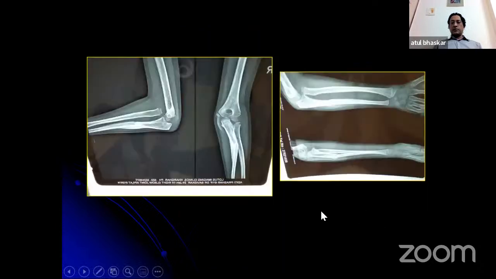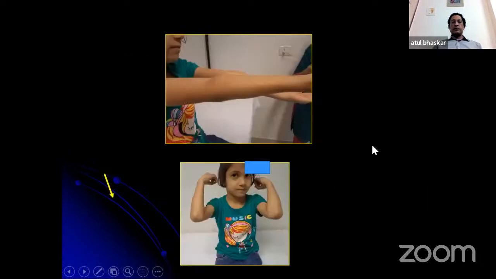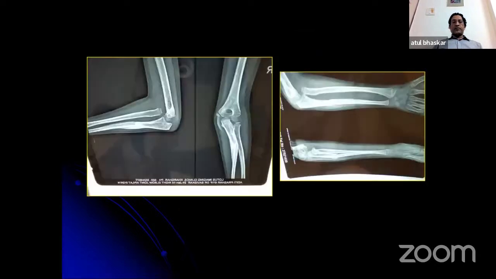And this was a girl who presented to an outpatient clinic. She had this presentation where there was some loss of terminal flexion. On extension, the mother complained of a bump in front of the elbow. And this child presented to the orthopedic surgeon who had seen the child in casualty. And this was the X-ray at presentation.